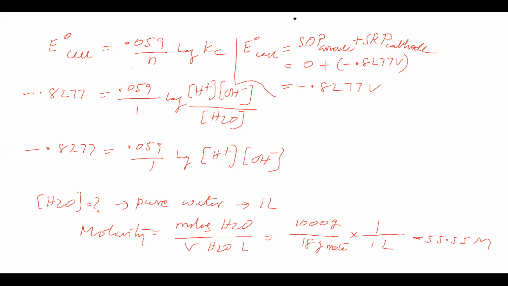Suppose we take 2 liters, what is the value? If we take 2 liters, the mass of water will be 2 kilogram. Therefore we convert this into 2000, the molecular mass will be the same 18, and the volume of water will be 2. Now also we get 55.55 molar. So whatever the quantity of pure water, the molarity of pure water remains constant, that is 55.55 molar.